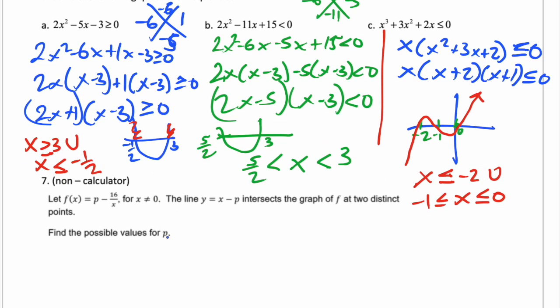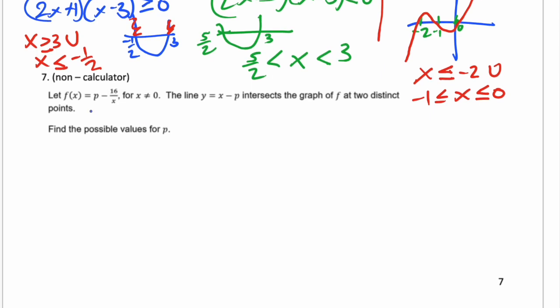Okay, lastly, here's a discriminant question. This is a past IB question. Here's a function and a line. The line intersects the graph at two distinct points. Find the possible values of p. So think about how you find the points of intersection. To find points of intersection, you set them equal to each other and solve for x. If there are 2 points of intersection, that means there are 2 solutions when you set these equal to each other. So let's set them equal to each other.